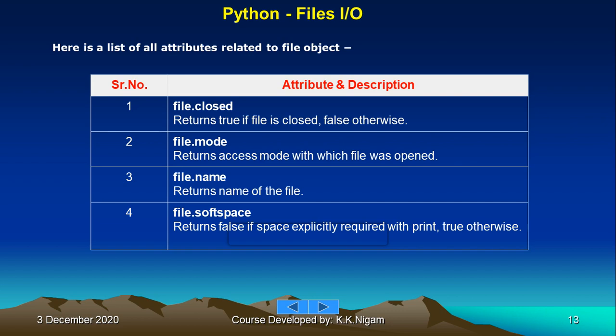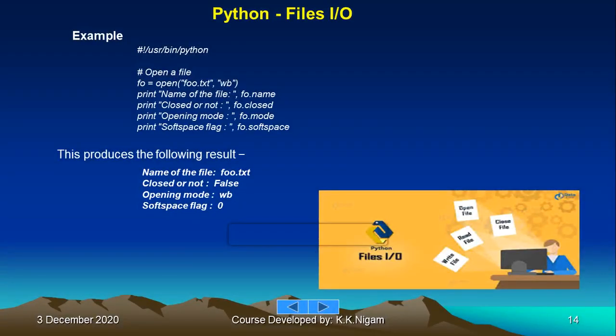File.softspace returns false if a space is explicitly required with print, true otherwise. Now some examples of that. fo is equal to open foo.txt, and the mode is wb. Now when you print the name of the file, it will be fo.name. Similarly, print closed or not, fo.closed. Print opening mode, fo.mode. So this is how you can write your various modes that we have learned earlier.